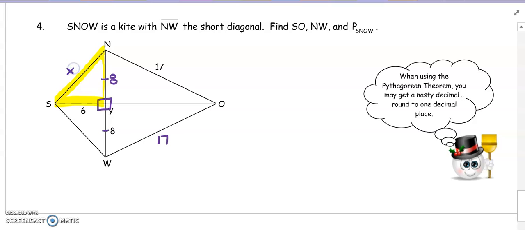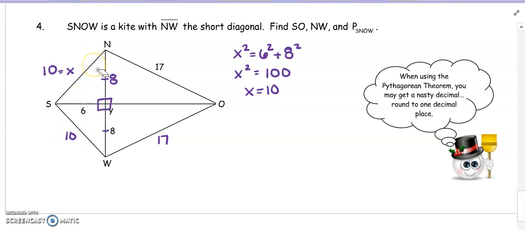I'm missing the side length, which I'll call X. That's X squared is equal to 6 squared plus 8 squared, making X squared equal to 36 and 64, which is 100. And when we take the square root, we've got X to be equal to 10. So if SN is 10, SW is also 10.